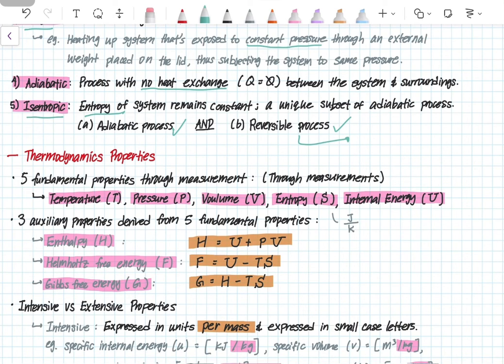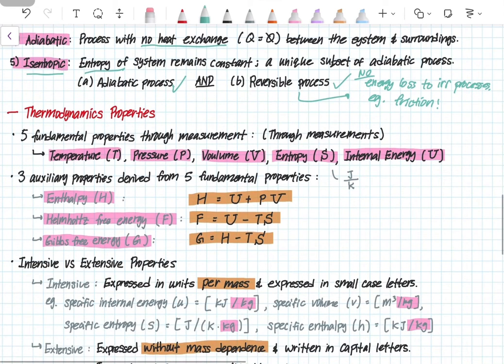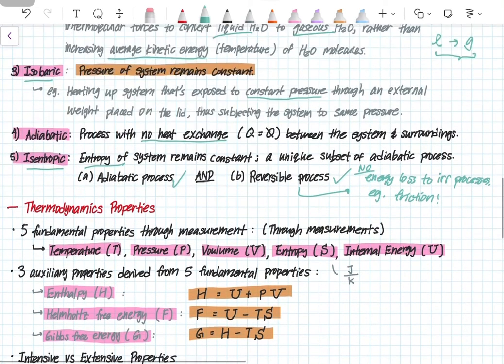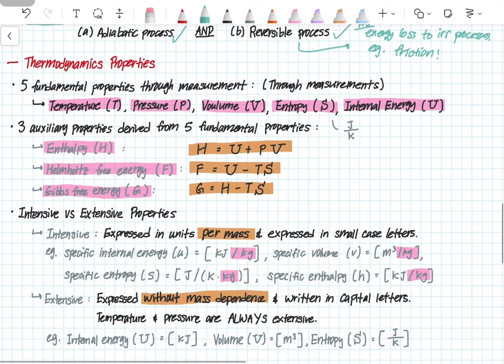So this would mean that you can't have any of the energy being lost to irreversible processes, like, say, friction. No energy loss to irreversible processes like friction. And we'll also talk more about processes 4 and 5 in later chapters.